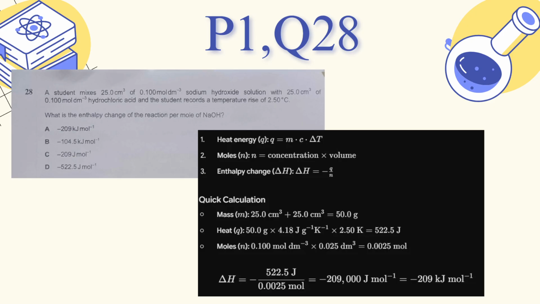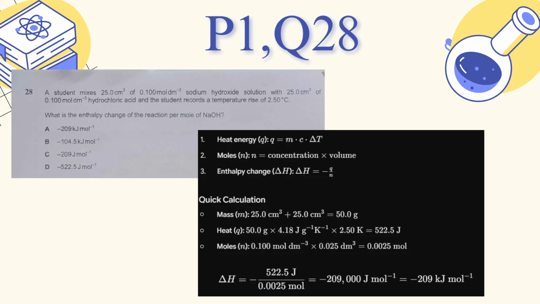A student mixes 25 cm³ of 0.100 mol dm⁻³ sodium hydroxide solution with 25 cm³ of 0.100 mol dm⁻³ hydrochloric acid, and the student records a temperature rise of 2.5 °C. What is the enthalpy change of the reaction per mole of sodium hydroxide?